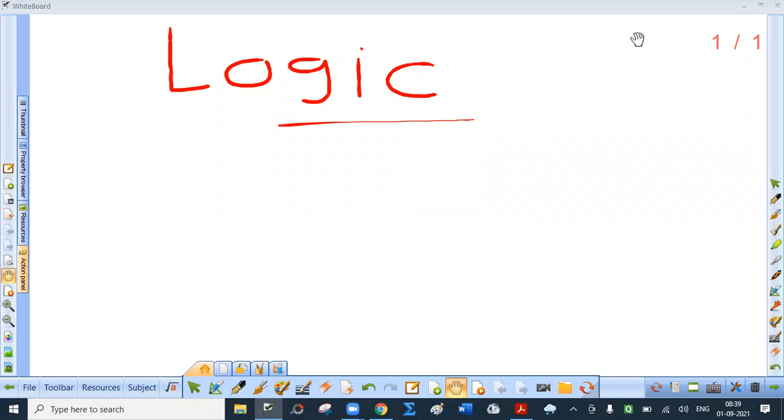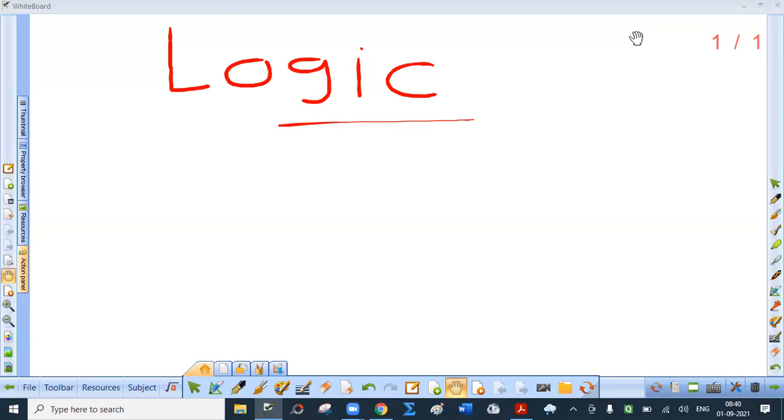We know that in every subject, there is certain vocabulary. So in case of logic also, it has its own vocabulary. So in this topic, first we discuss terms and symbols which are used in logic vocabulary. And then we will discuss methods of analyzing sentences. And finally, we will discuss a simple application of logic, which is in switching circuit.